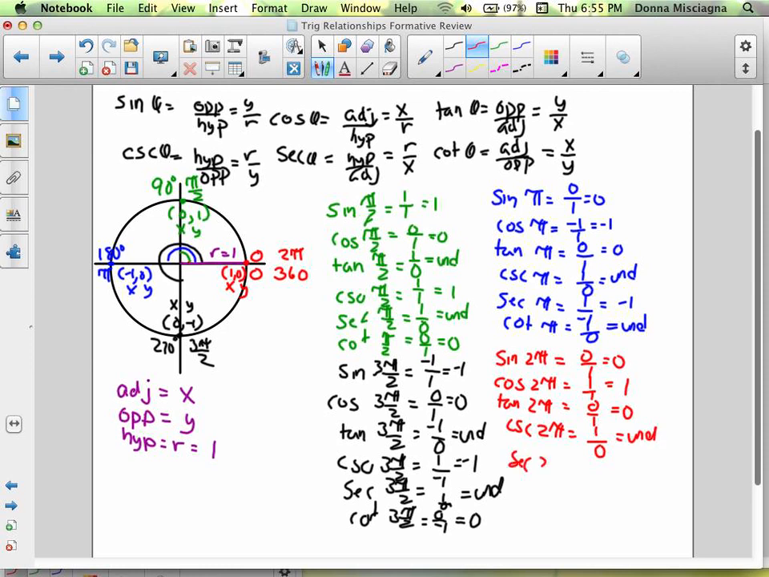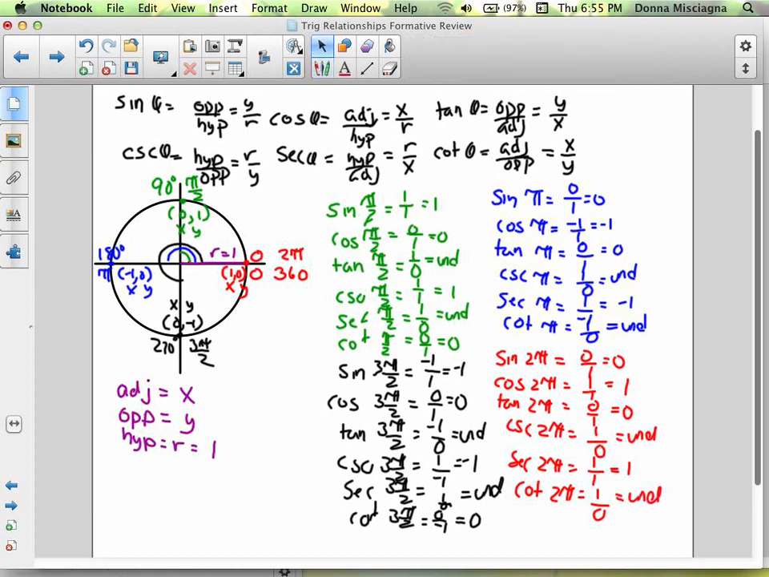Cosecant 2 pi, reciprocal of sine, that's going to be r over y, that's undefined. Secant 2 pi, that's going to be r, which is 1, over x, which is 1, that's 1. And cotangent 2 pi, that's going to be x, which is 1, over 0, and that's undefined. And notice we got 2 1s, 2 zeros, and 2 undefineds again.